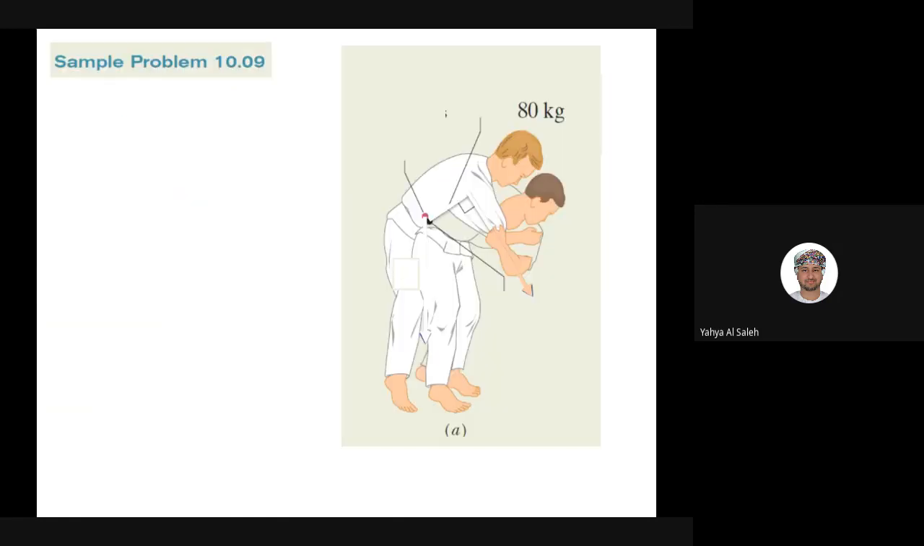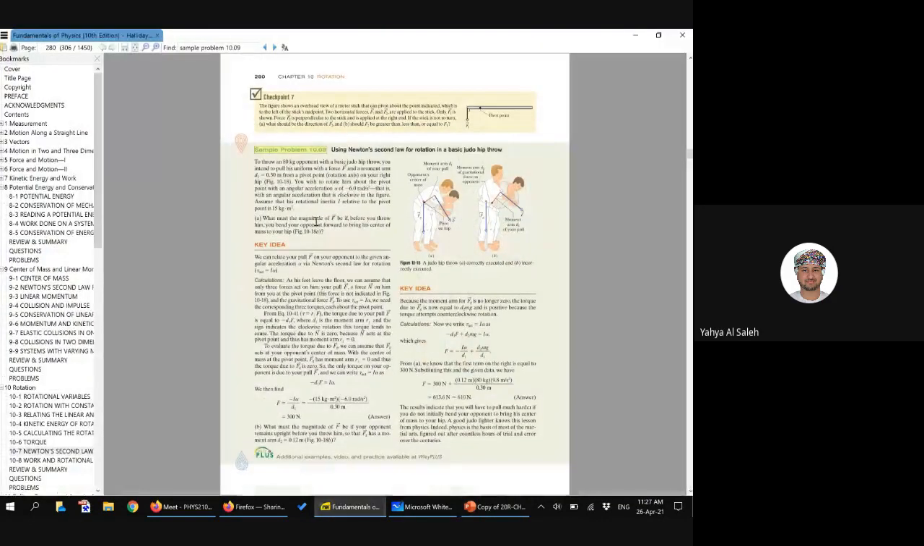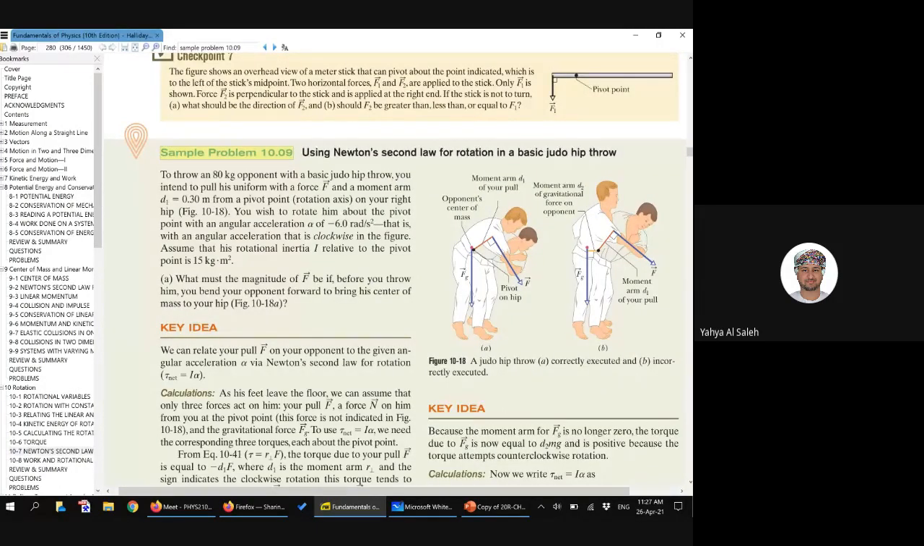So the best way to explain how torque works, I think, is through a sample problem, which is in your book, sample problem 10.09. Now, if you're into martial arts, judo, karate, taekwondo, kung fu, etc., you would know about something called a hip throw, in which you hold someone and you flip him or her over your shoulder onto the floor.